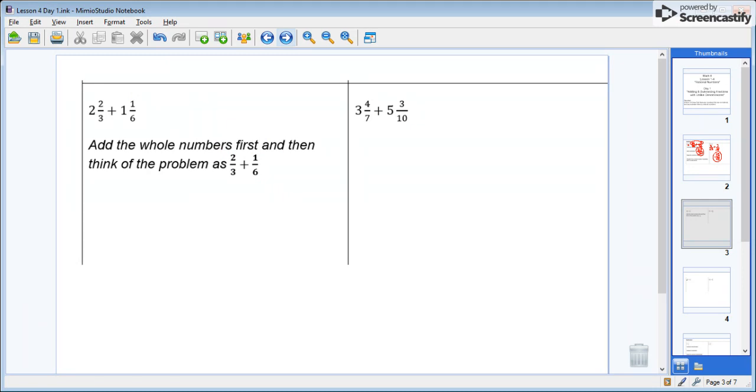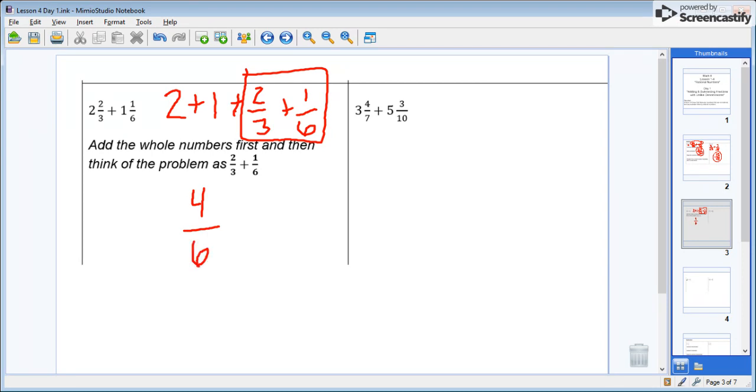Whenever you have a mixed number, you want to start off by just adding the whole numbers together. So think of this problem as 2 plus 1 plus 2/3 plus 1/6. We're going to focus just on adding the fraction part. Our common denominator would be 6, so 2/3 becomes 4/6. The 1/6 already has a denominator of 6, so it stays.